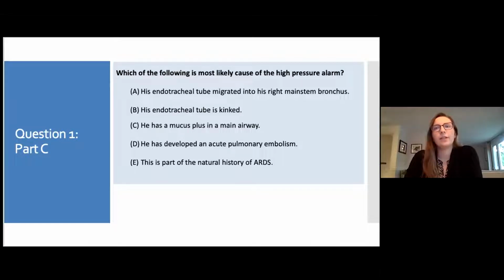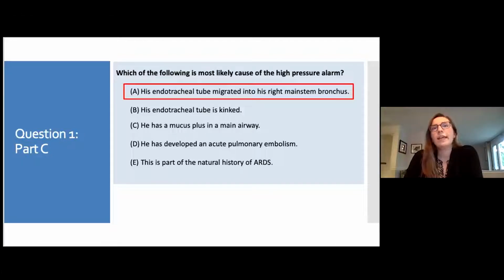So pause for a second. The answer is A, that his endotracheal tube migrated into his right mainstem bronchus.